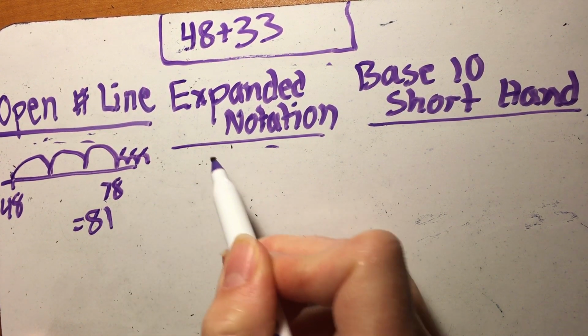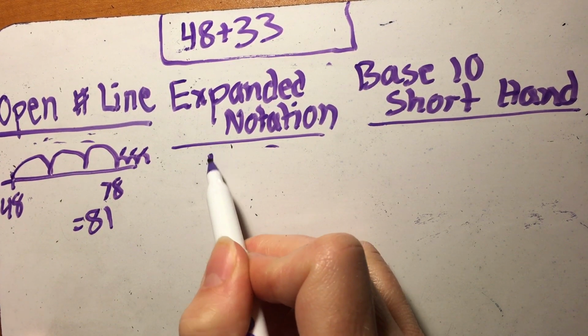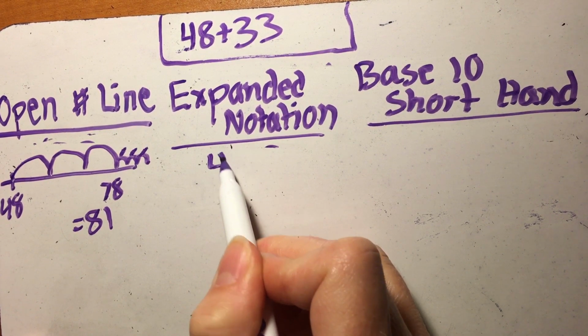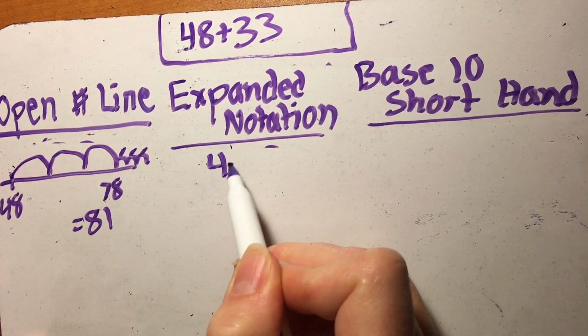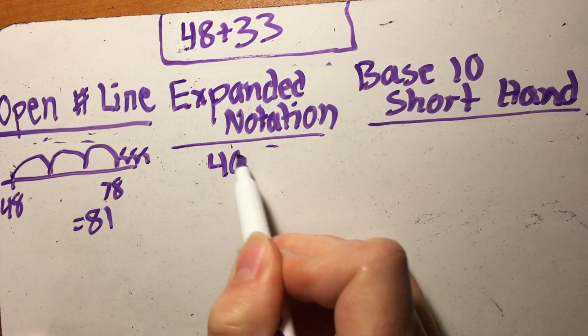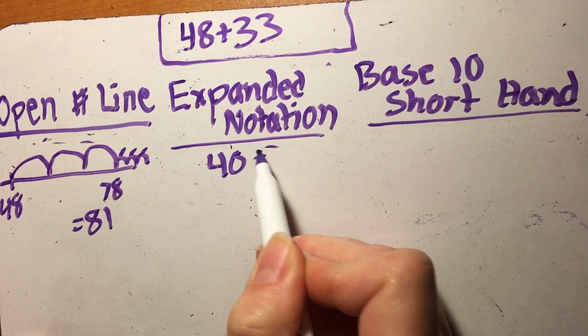So now we're going to move on to the expanded notation. In case you don't know what expanded notation is, I'm just going to break apart the numbers, and we practiced this a lot before we got to the actual addition. So to expand 48, it's just like it sounds, 48. So we'll write 40 plus 8, which is going to go very slow.